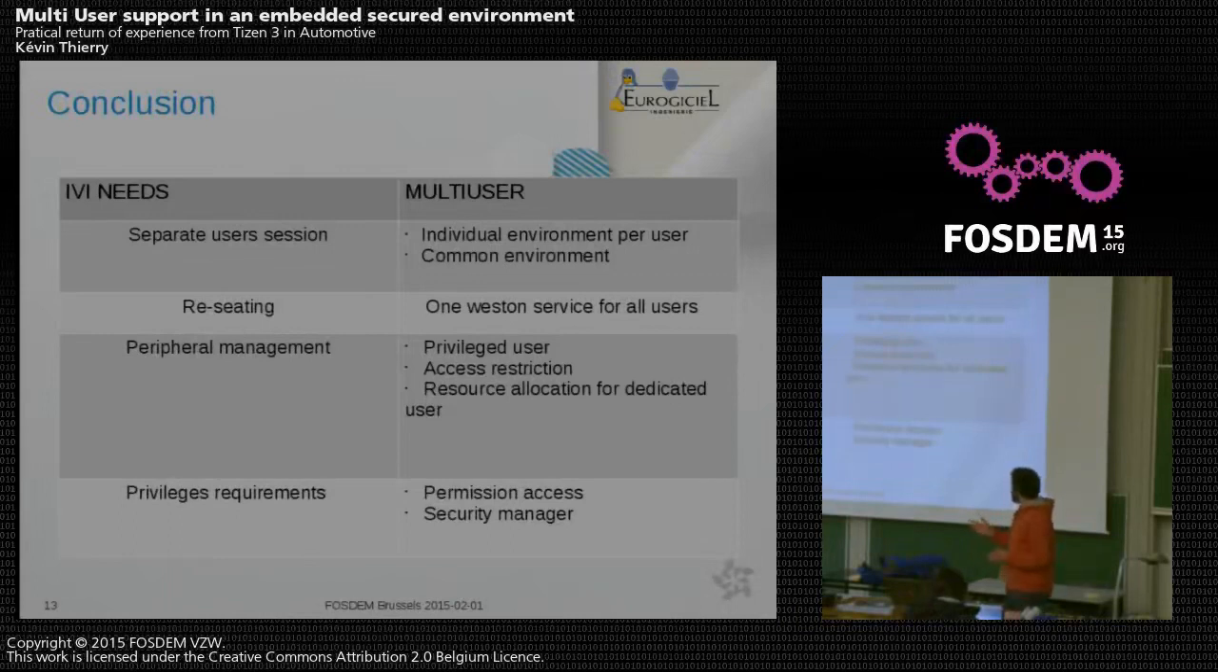And peripheral management is done mainly by the privileged user, but we can allocate a resource for a special user, or we can give some control to another user. And regarding privileged requirements, here we have a security manager which gives permission to access some files, or all files. In fact, all files have a security label, and with that label we decide who is permitted to allow or prevent a user from launching an application or even just reading the file.